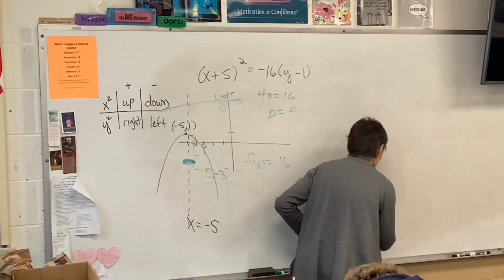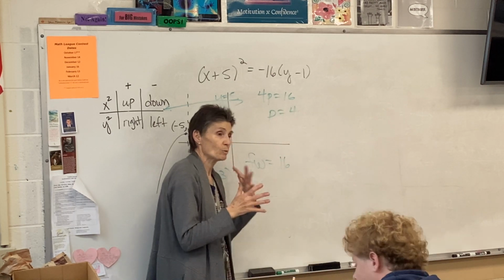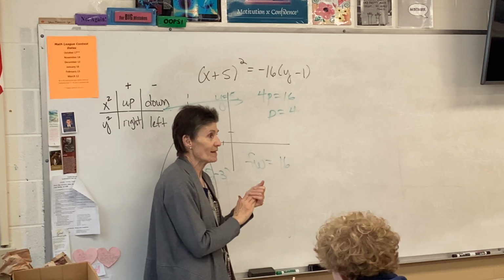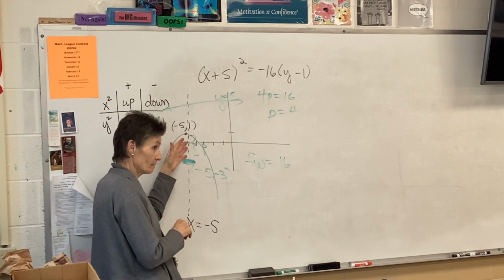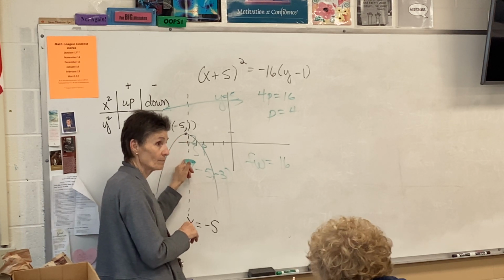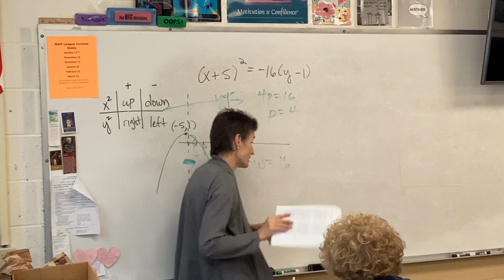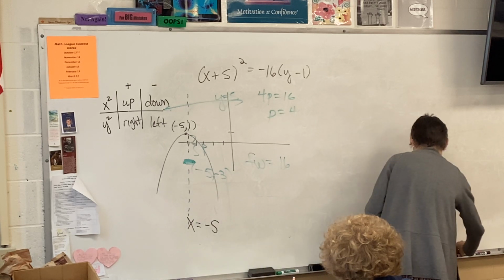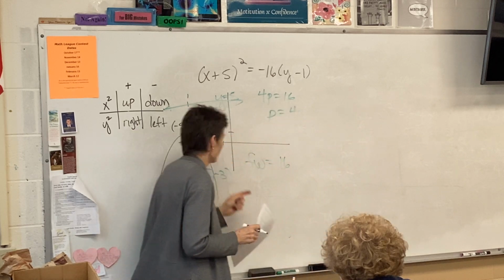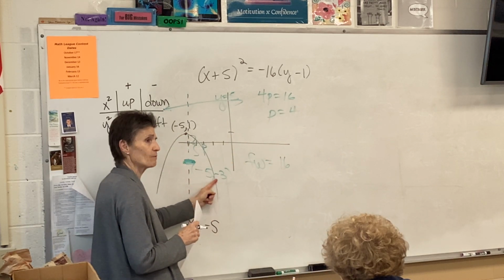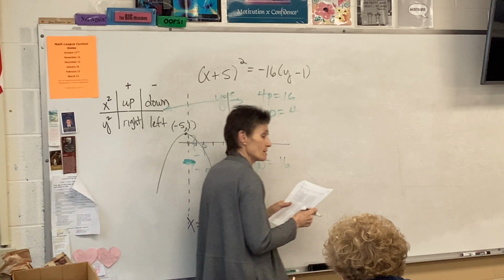A minute ago, I said that probably the biggest decision you have to make is which way your parabola opens. Do you understand why that's the case? If you open your parabola wrong, won't your focus be wrong? Won't your directrix be wrong? Yeah, you gotta get that right. Izzy? So for that one, the focus, the X was -5. The focus is -5, -3. It's down 4 from the vertex.